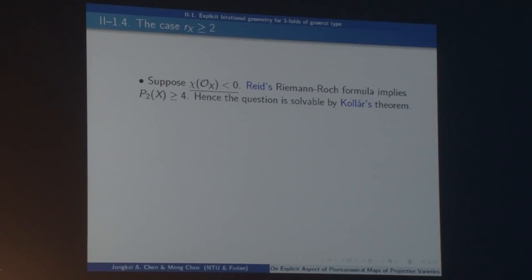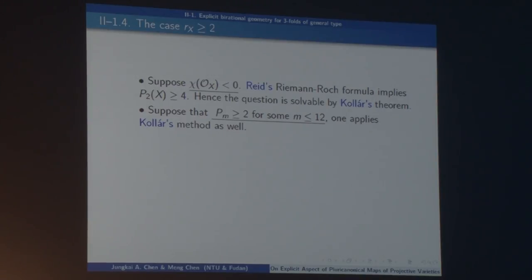So now we can give the outline for the proof of R3. Given a threefold of general type, if chi(O_X) is negative, then you can use Reid's Riemann-Roch formula to see that P_2 is at least 4. And then by Kollár's method, it's okay. So suppose there's another number m between 2 and 12, so that P_m is at least 2.